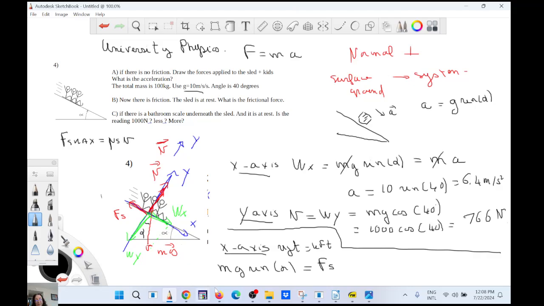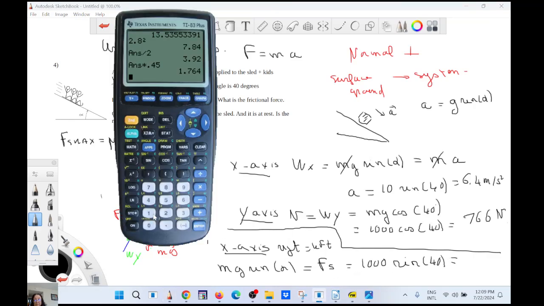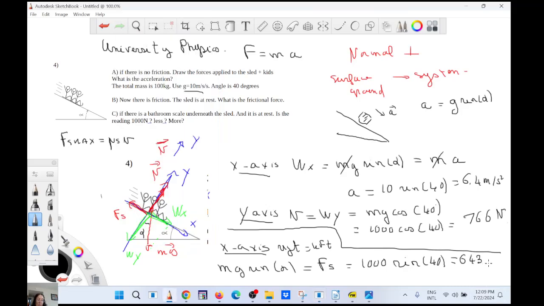So anyway, that's going to be 1000 sine 40, which is about 643 Newton. Okay, so that will be your frictional force, and they balance each other out.